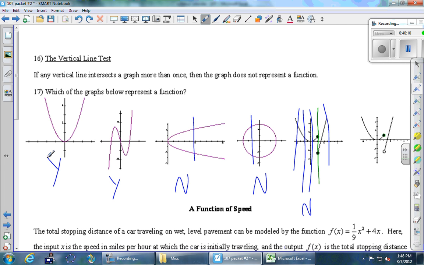But we'll end on a positive here. Is this last one a function? Yes, because we have removed that problem. That vertical line appears to hit the graph twice, but that dot down there at the bottom is open, which means it's not really there. It's just our symbolic way of saying the graph stops just short of hitting this dot. So that last one is a function. Questions on that?